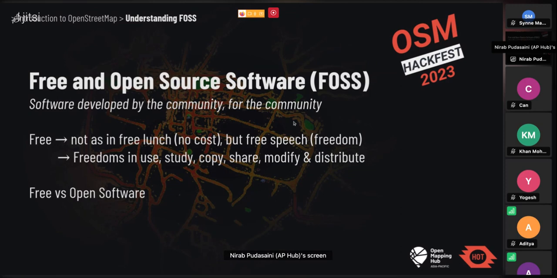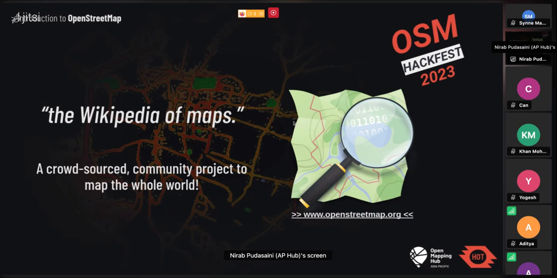A similar concept is free and open source software. Free and open source software is similar to open data, but in terms of software. The software has the source code available, and it does not necessarily have to be free as in no cost, but there are different forms of freedom. You should be free to use that software, free to study it, free to copy it, and able to modify and redistribute it. Those are the freedoms that free and open source software, FOSS, allows you to have. And a perfect example of both open data and free and open source software is OpenStreetMap, right?